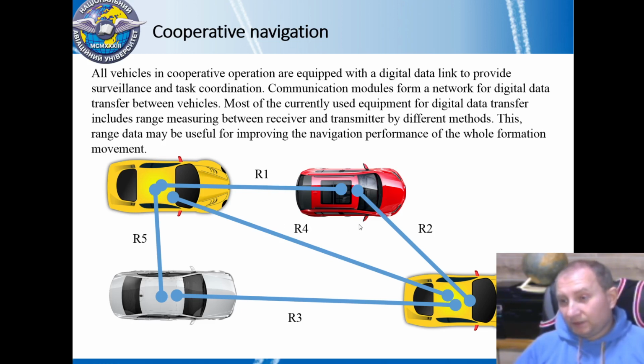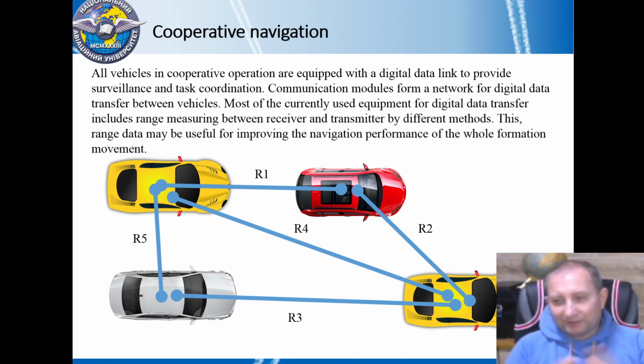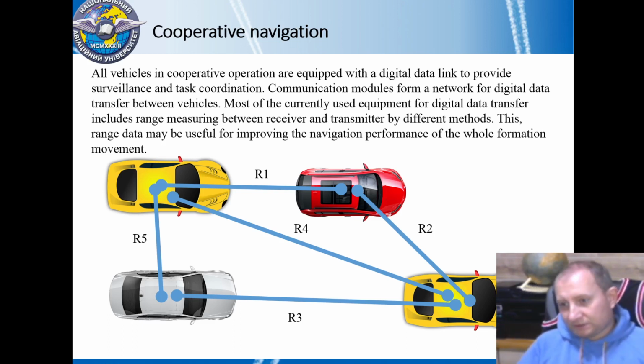That's why if we have a colony of cars, okay, and each car knows distance to all other cars in our colony, with the help of this information we can estimate coordinates of each car in our network of cars.